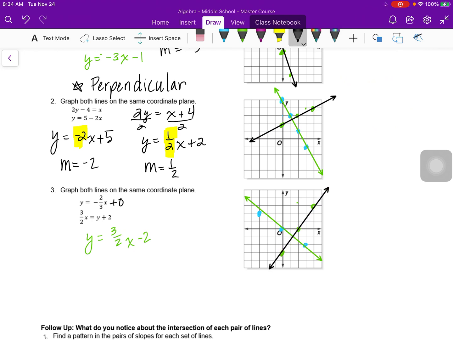Okay, so again, it appears as though these two lines are perpendicular. Let's take a look at the slopes of both of these lines. So in the first equation, my slope is -2/3, and in the second equation, my slope is 3/2. So again, in looking at the slopes of these two lines, I can see that they are opposites, and they are indeed reciprocals. So that proves again that these two lines are perpendicular.